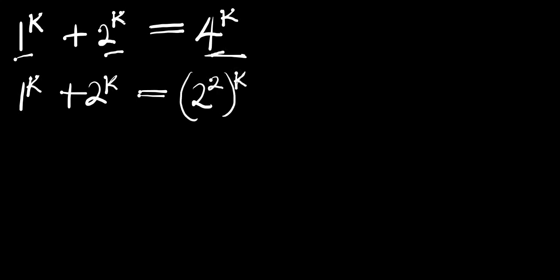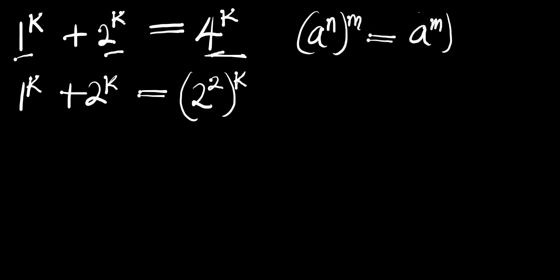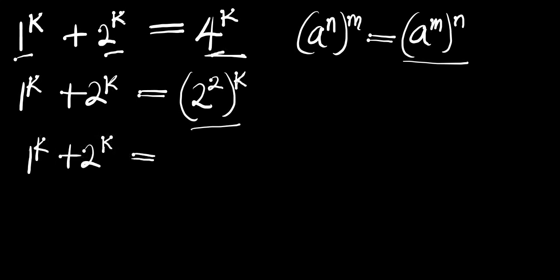We have 1 to the power of k plus 2 to the power of k equals, instead of this 4 to the power of k, we can rewrite it as 2 to the power of 2, all to the power of k. Then what we need to do is to consider this identity. If you have a to the power of m all to the power of n, this simply equals a to the power of m times n. So we are going to apply this identity right here, and we are going to have 1 to the power of k plus 2 to the power of k equals, this we can have 2 to the power of k all to the power of 2.